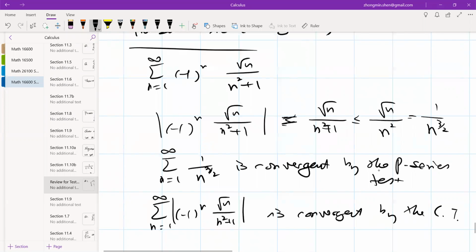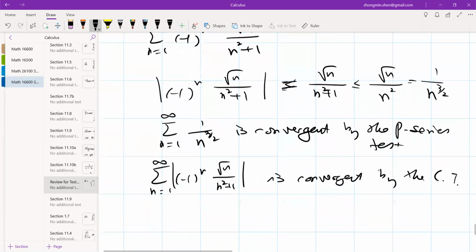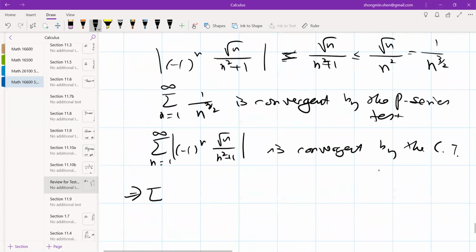Because all the terms are non-negative, only under that condition. But if this is convergent, that implies the original series is convergent. Actually, we call it absolutely convergent. So this implies it's convergent.